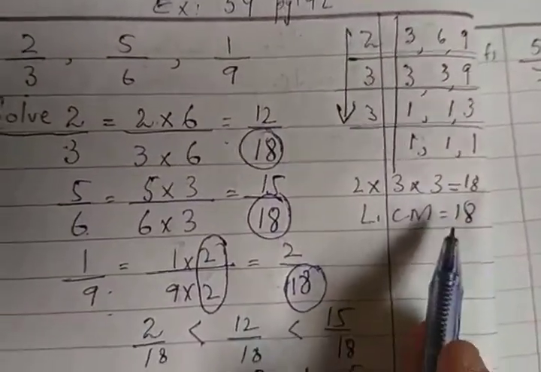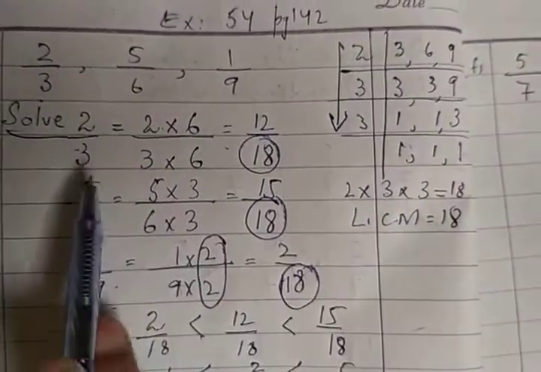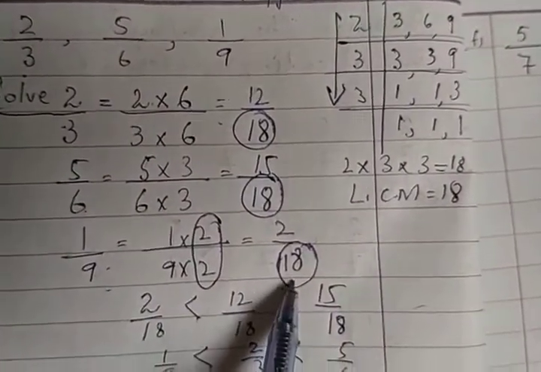First you take the LCM. LCM is 18 and you make all the denominators 18. Okay, is that clear, class 4 students?